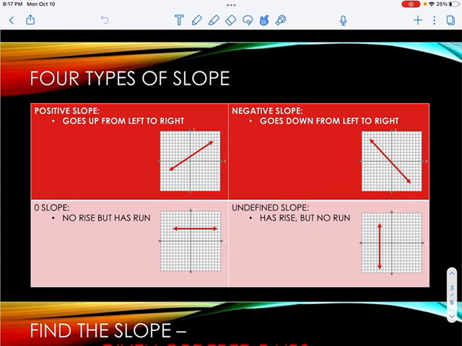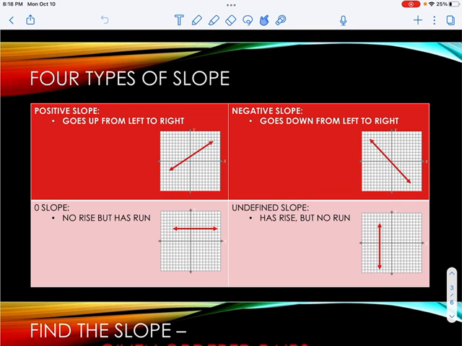An easy way to think of that is, the graph would go up from left to right. It looks like something you would want your bank account to do, which would go up from left to right. The second form of slope we have is a negative slope. Negative slope goes down from left to right.